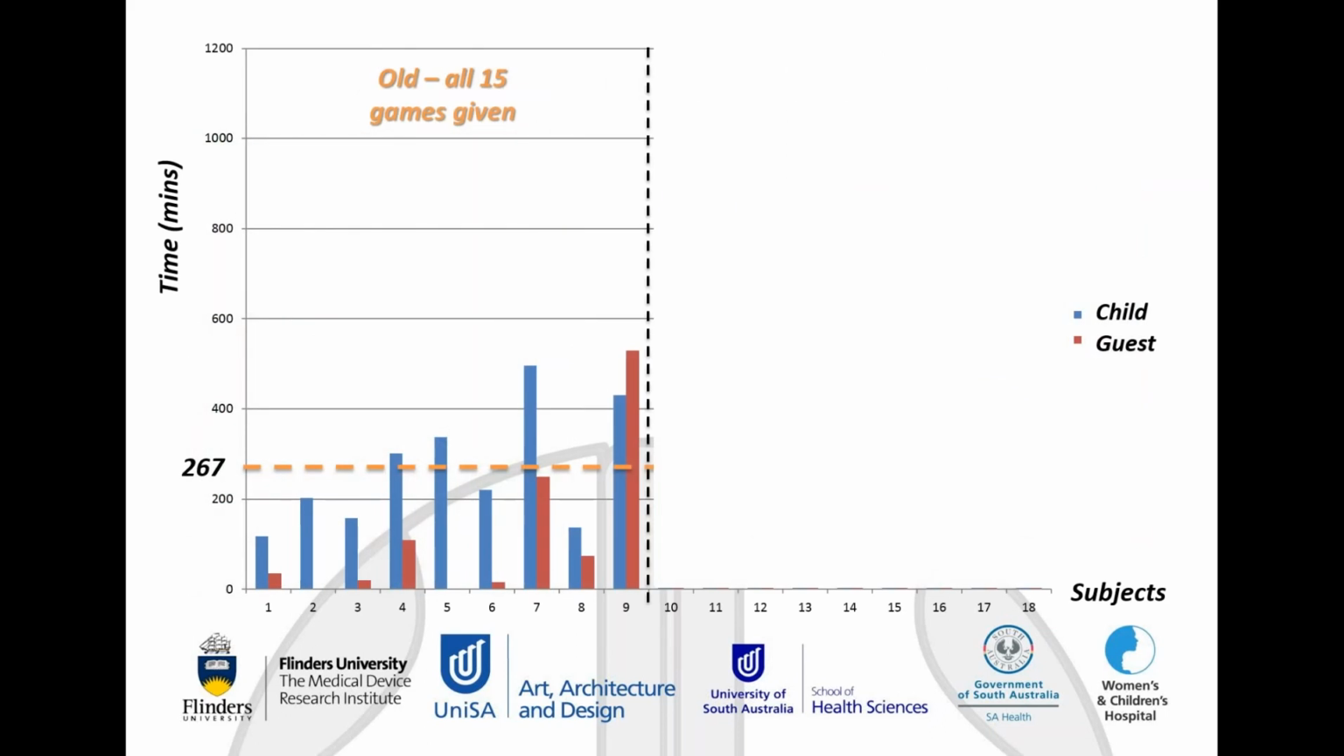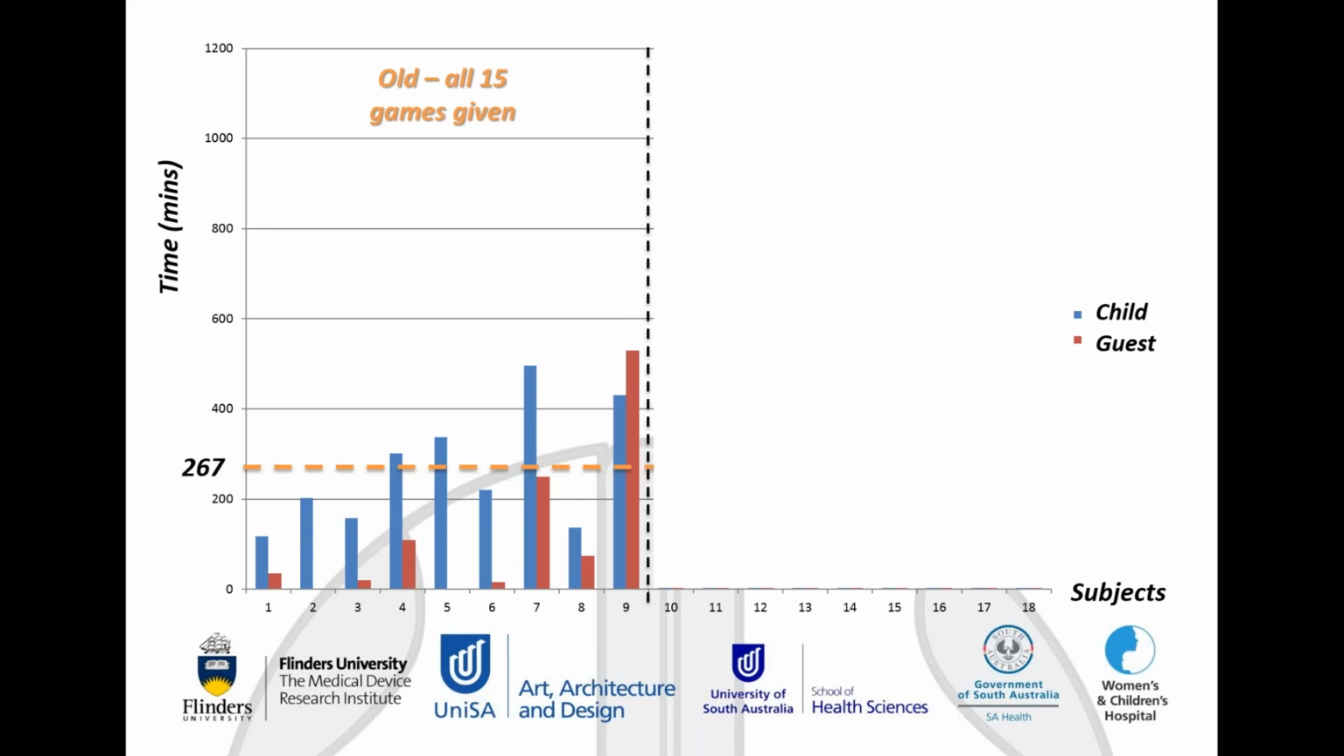Okay, so in terms of some of the results, what we identified with the first 9 children that went through the trial, just to orientate you to this graph, the bottom is showing you the participants or the subjects. The left-hand side scale is showing you how many minutes they played the computer gaming system. The 2 bars that you can see for each number, the blue bar is the child that we gave the system to, and the red bar is the guest profile. So this is how much their mother or father or siblings or next door neighbours played the gaming system.